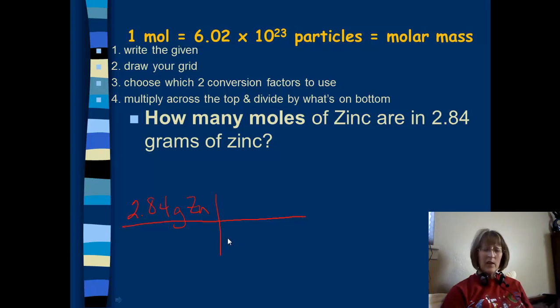Well, it's got to be in grams. That means I've got to go to the periodic table. And zinc has a molar mass of 65. And it wants moles. So if I have 1 mole of zinc, it weighs 65 grams. Grams of zinc are on top and bottom to cancel out. So 2.84 times 1 divided by 65. And it looks like we have 0.04 moles of zinc.